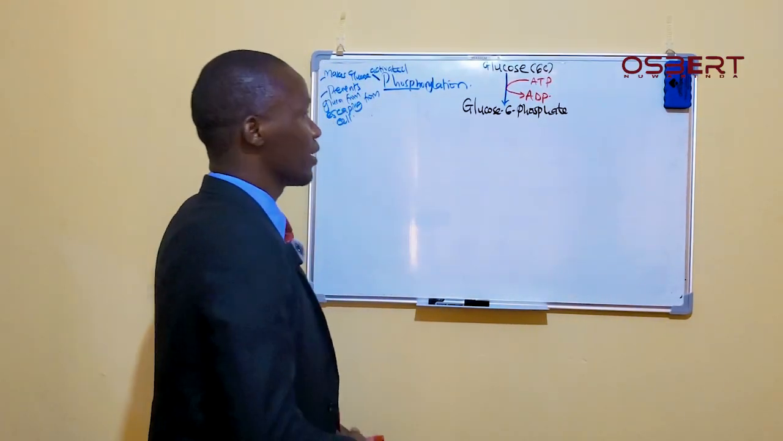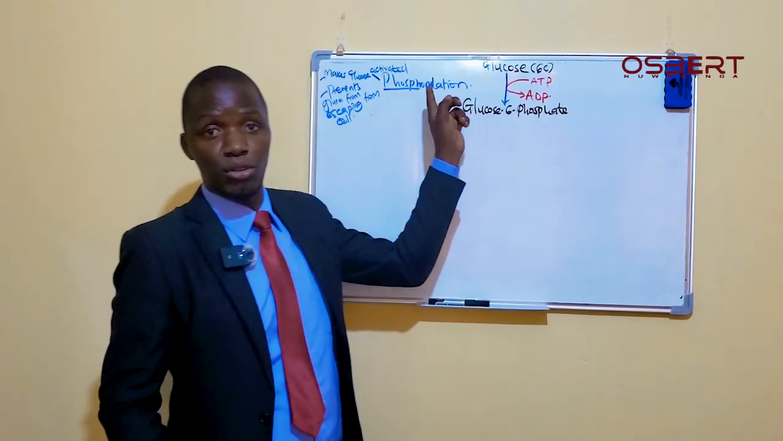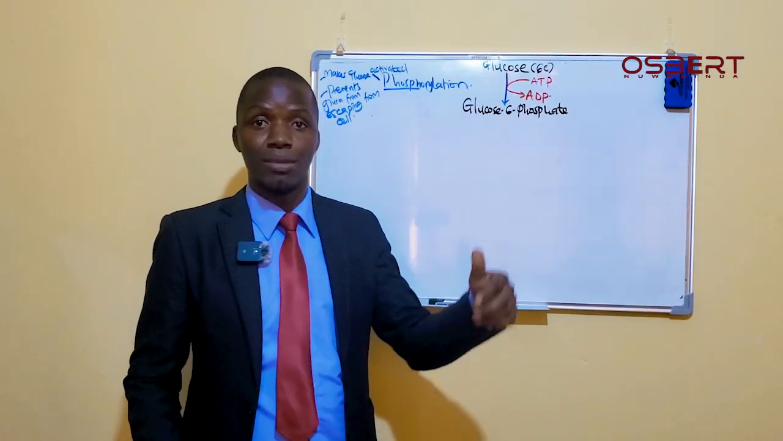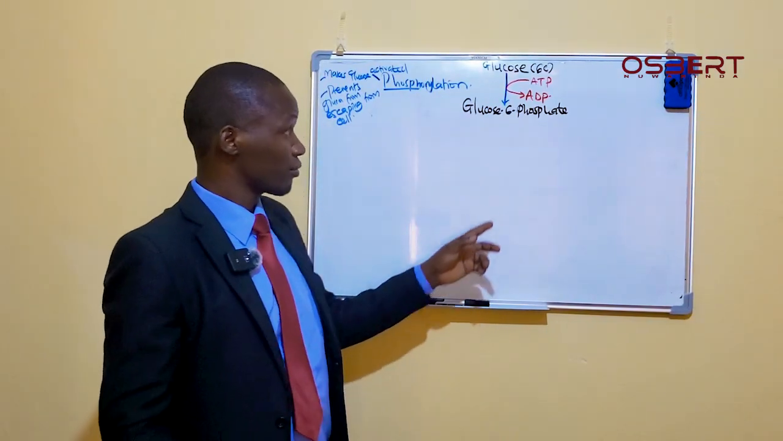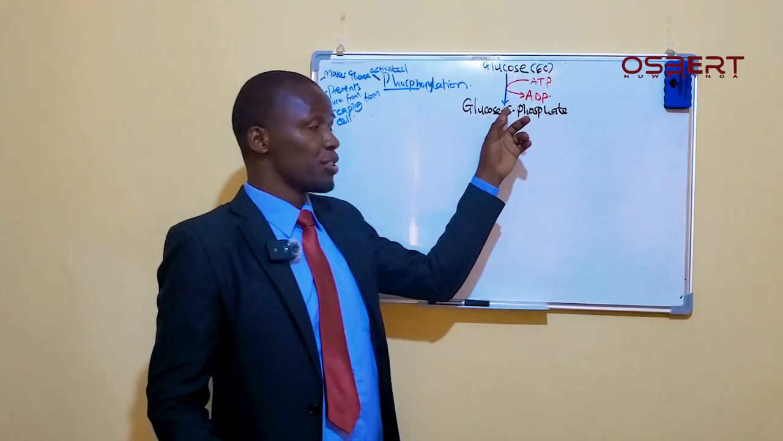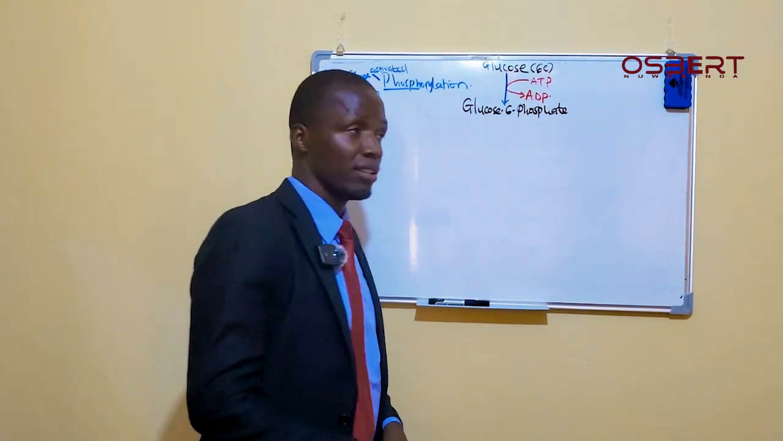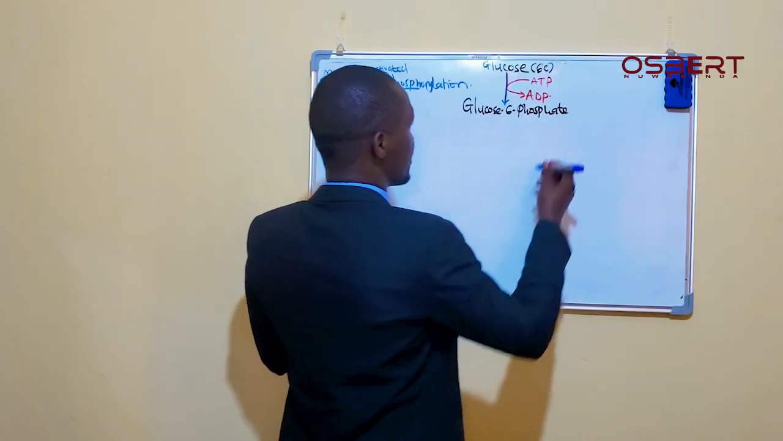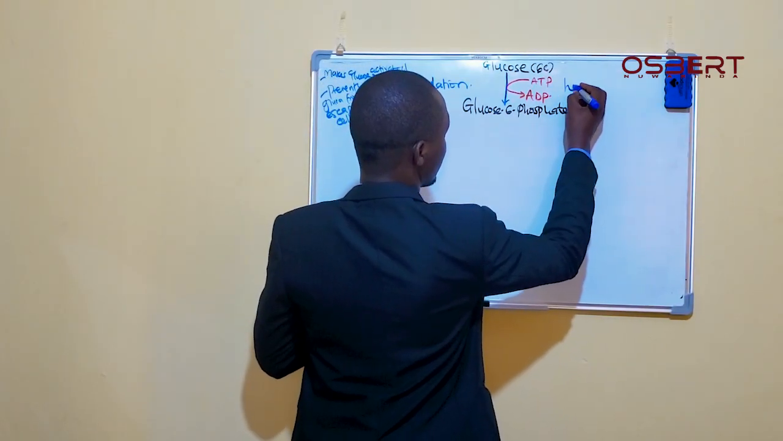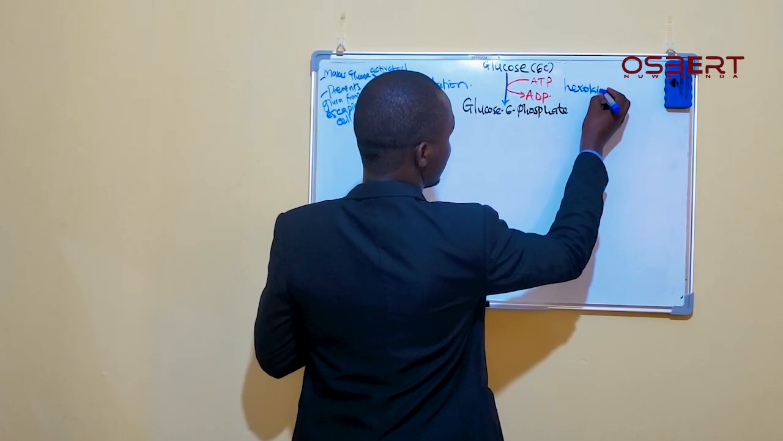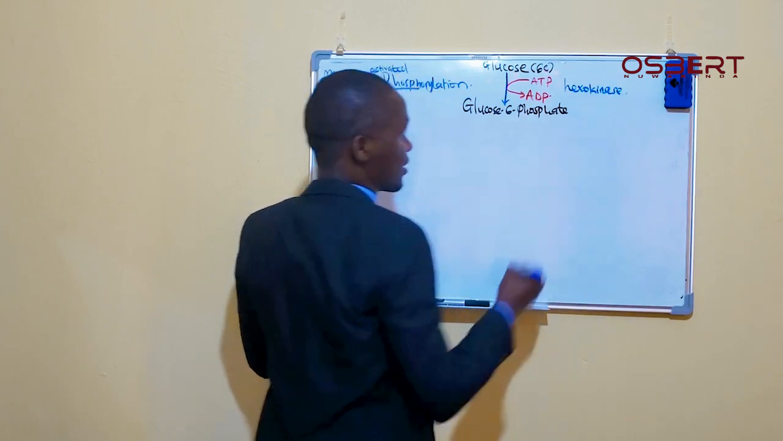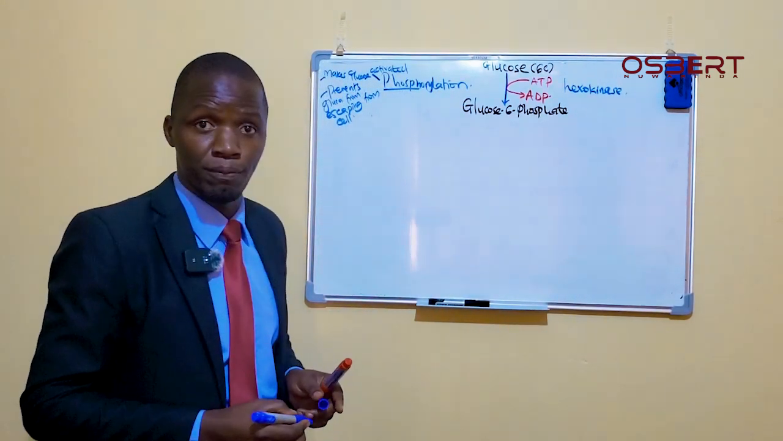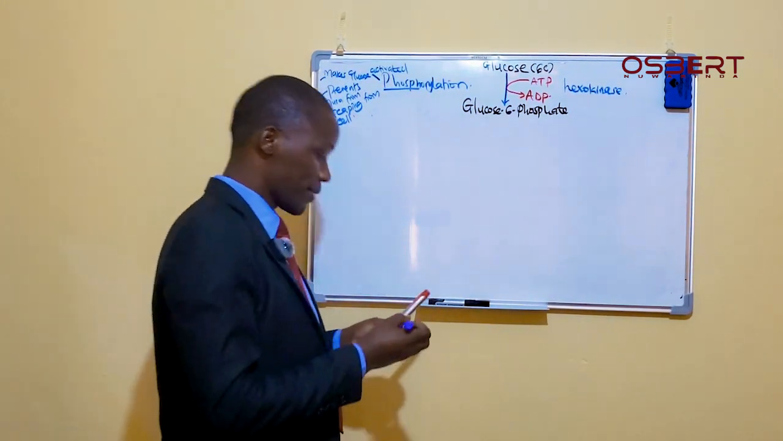So we are saying the enzymes which catalyze reactions which involve phosphorylation, we refer to them as kinases. For example, for this one here, we can also call it hexokinase. This reaction here is catalyzed by an enzyme which we can refer to as hexokinase. That's our enzyme which catalyzes that reaction. Are we together?